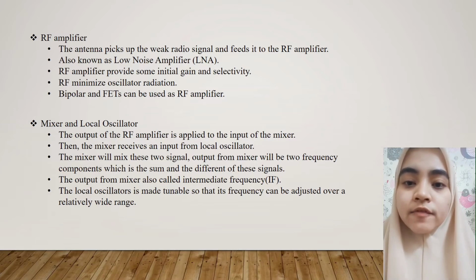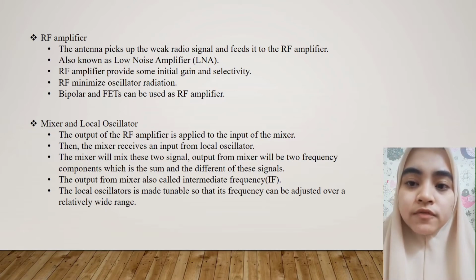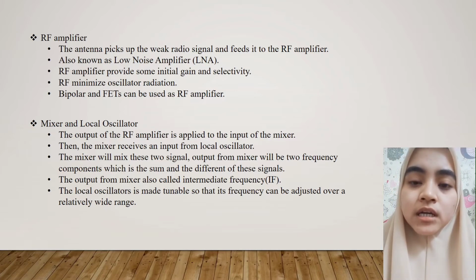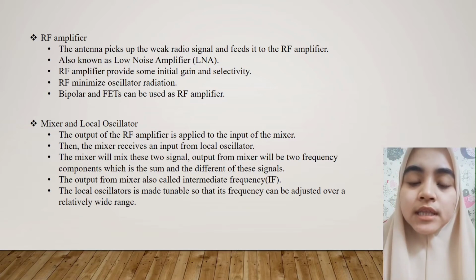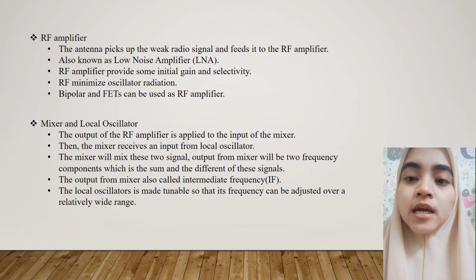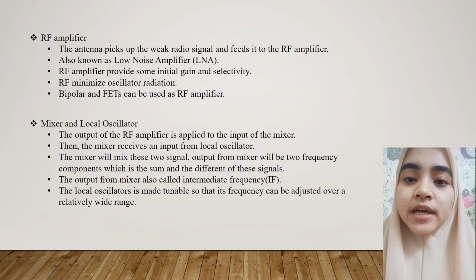First is RF amplifier. The antenna picks up the weak radio signal and feeds it to the RF amplifier. RF amplifier also known as low noise amplifier. RF amplifier provides some initial gain and selectivity. RF amplifier minimizes oscillator radiation. Bipolar and FET can be used as RF amplifier.